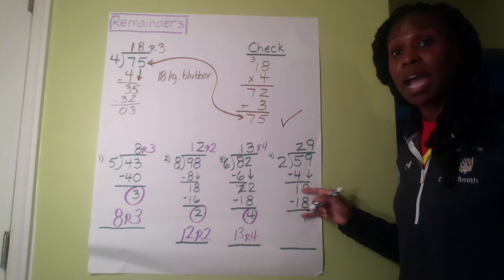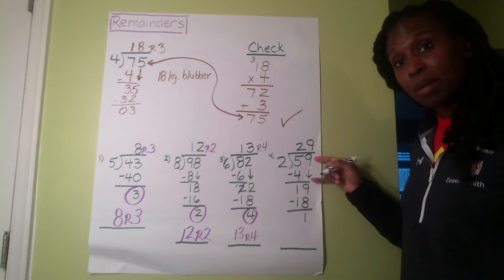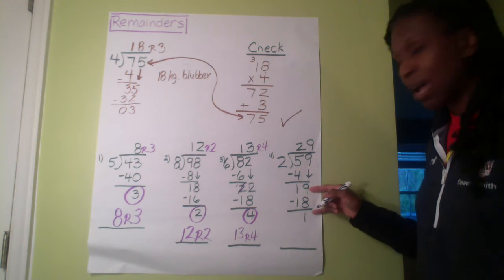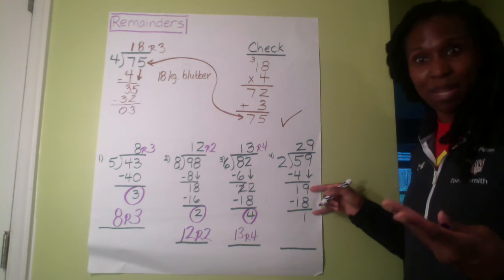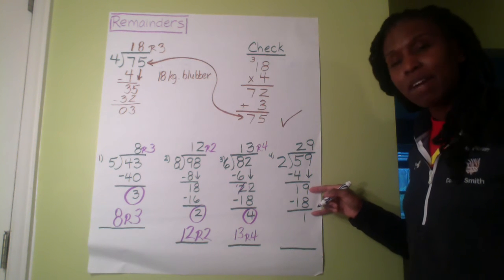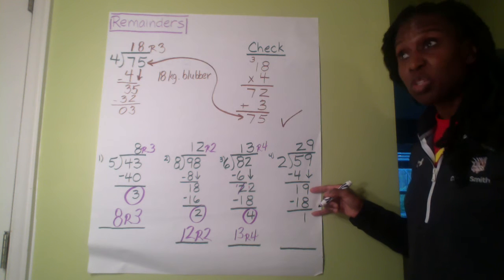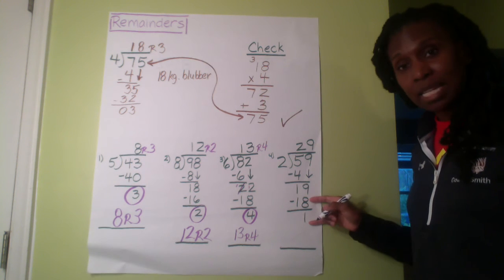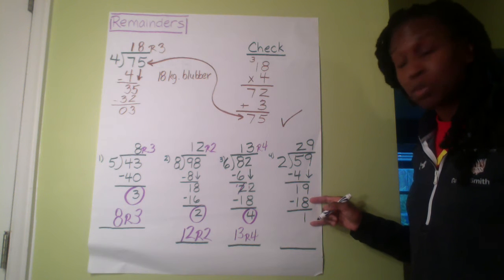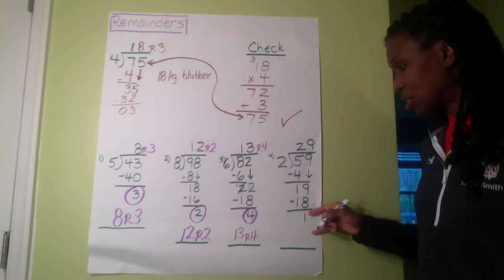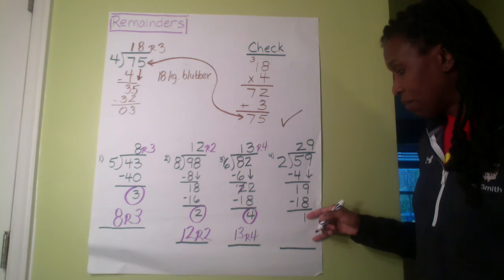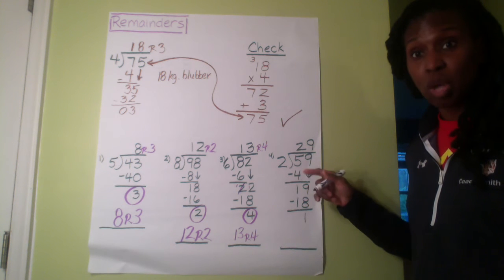After I've compared, I bring down the next number in my dividend, which is the 9. That's why I have that arrow there. All right, so now I have 19, and I repeat, start all over again. 19 divided by 2. Well, 2 can go into 19 about 9 times. 9 times 2 is 18. After I multiply, I subtract. 9 minus 8 is 1, and 1 minus 1 is 0. So I compare. 1 is less than 2, so I'm good.